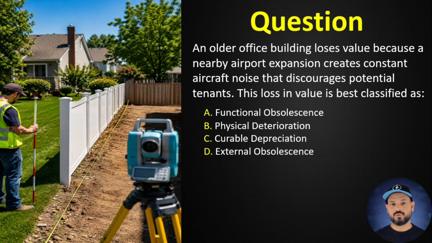Question number 44. An older office building loses value because a nearby airport expansion creates constant aircraft noise that discourages potential tenants. This loss in value is best classified as A, functional obsolescence, B, physical deterioration, C, curable depreciation, D, external obsolescence. Correct answer, D, external obsolescence.